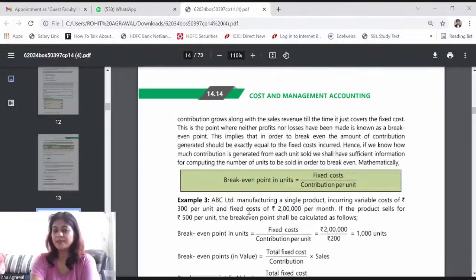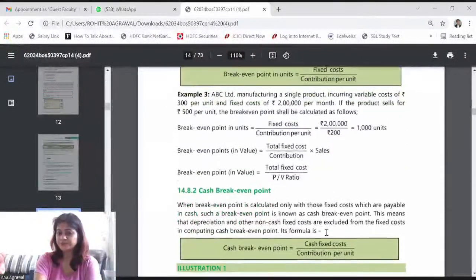Look at it this week. ABC manufactures a single product incurring variable cost of 300 per unit and fixed cost of 2 lakh. If the product sells for 500, what is the break-even point? I think now all of us can do it orally. 500 minus 300, the contribution is 200. Break-even point would be 2 lakh divided by 200, which is 1,000 units.